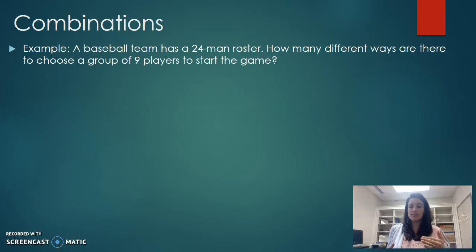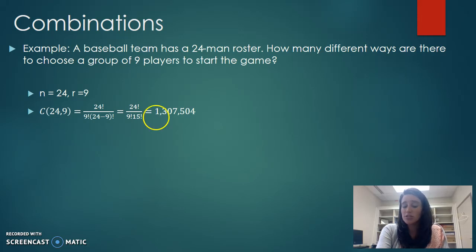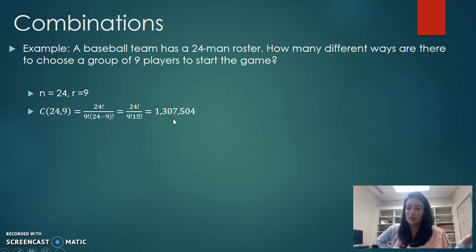So let's go back to our example. A baseball team has a 24-man roster. How many different ways are there to choose a group of 9 players to start the game? So N is 24 and R is 9. But this time we'll plug into our combinations formula: 24 factorial divided by 9 factorial times 24 minus 9, which is 15 factorial. You can type this in your calculator, and there's only a little over 1 million options, as opposed to the massive number we got last time.